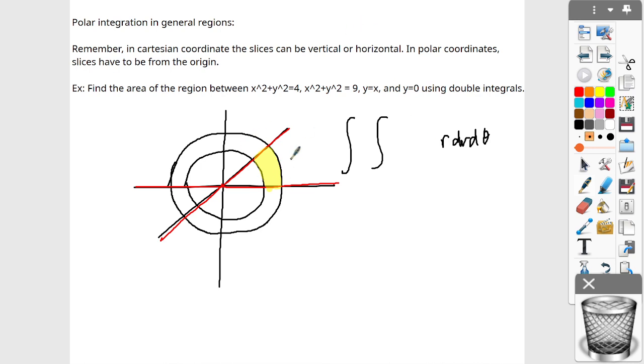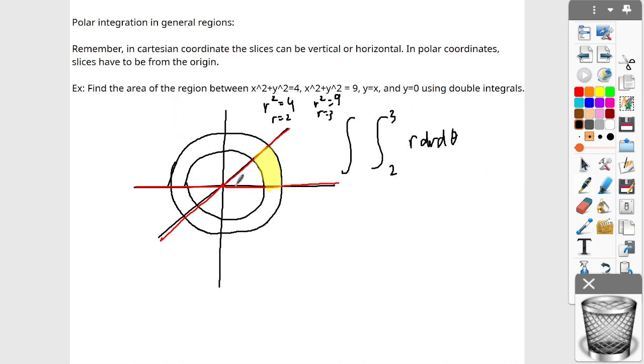So two functions of r, which means we have to take the lowest r and go to the highest r. So what's the lowest r here? Well, x squared plus y squared is 4, so r squared is 4, so r is 2. And x squared plus y squared is 9, so r squared is 9, so r is 3. So lowest r is 2, highest r is 3. Right, and there's nothing inside because it's the area of the region.